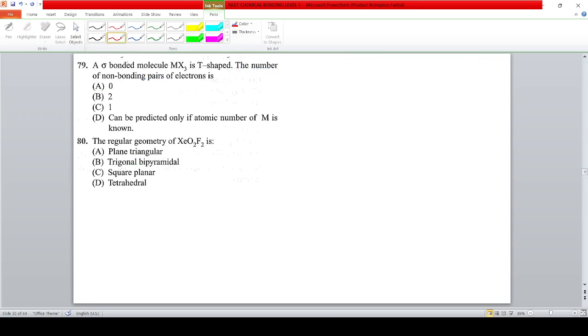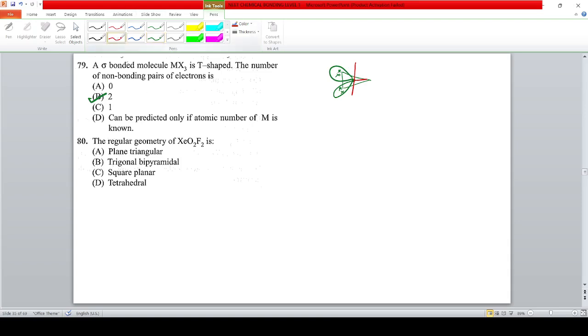79. A sigma bonded molecule is T-shaped. The number of non-bonding pairs. Just now I told you, T-shaped means it arises from a trigonal bipyramidal geometry. So the central atom is here. It has this one lone pair and this second lone pair. So there will be 2 lone pairs.